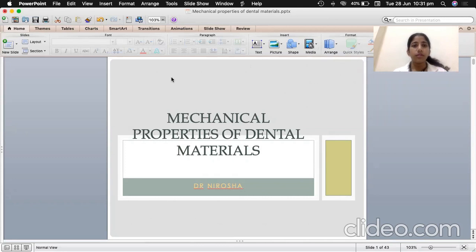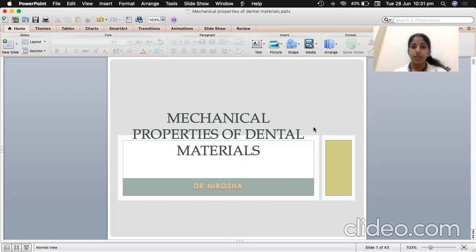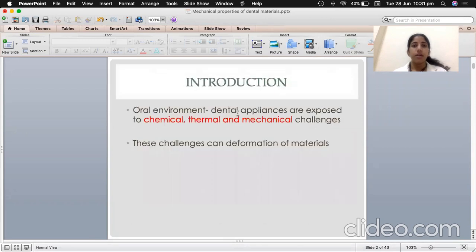Good morning. So today's topic is mechanical properties of dental materials. As an introduction, why are we learning the mechanical properties of dental materials? You should remember that in the oral environment, if you are giving a crown or any restoration or any orthodontic appliance, these restorations or external appliances will be exposed to chemical, thermal, or mechanical challenges.